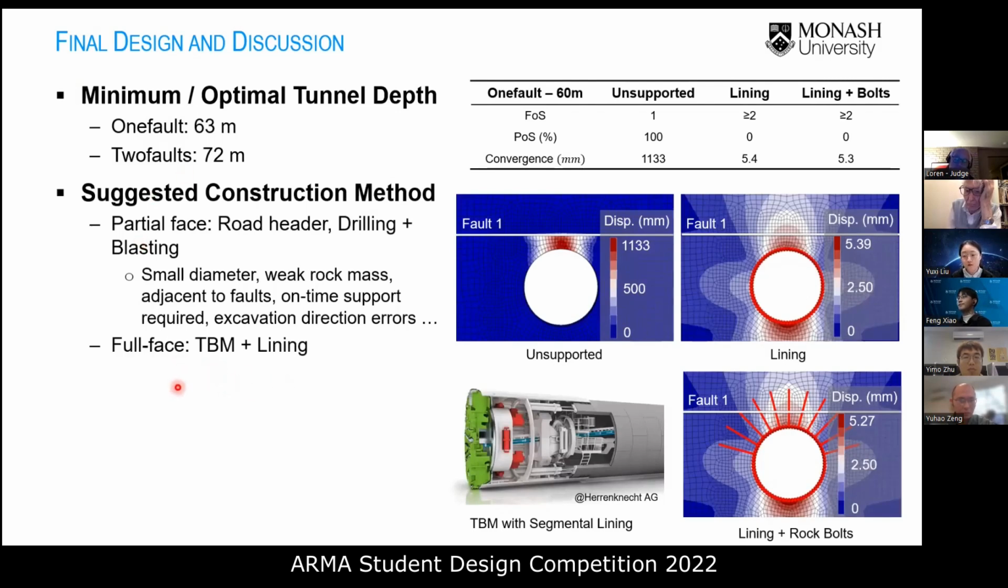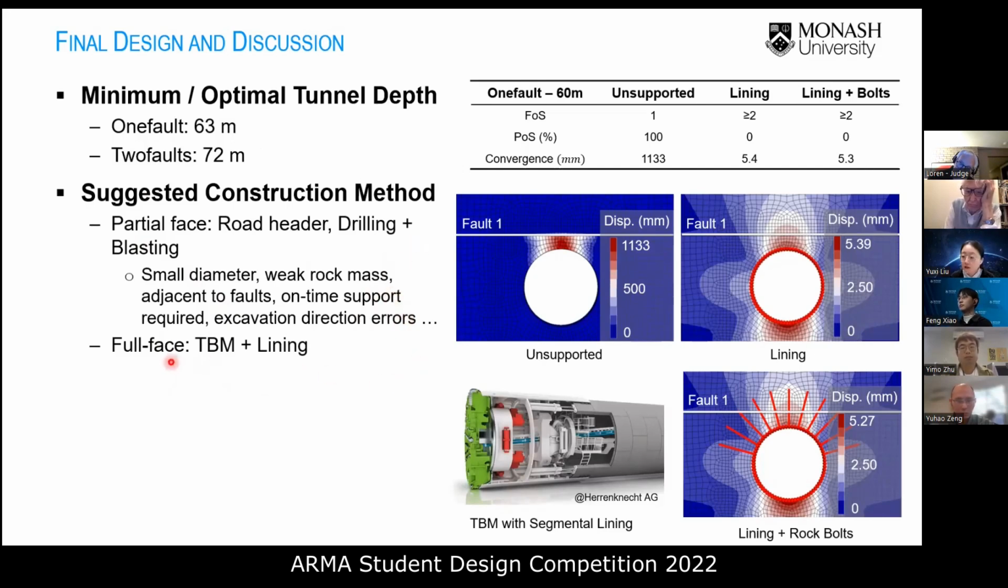However, based on our construction method and construction sequence, the small diameter tunneling in the weak rock mass is not ideal for the partial phase excavation. Since the tunnel is adjacent to the fault, the on-time support is also highly required, but could be challenged for the roadheader and the drilling and blasting method. Moreover, the excavation direction is strictly required to be horizontal and keep the tunnel at the same depth, but it couldn't be guaranteed by those two methods.